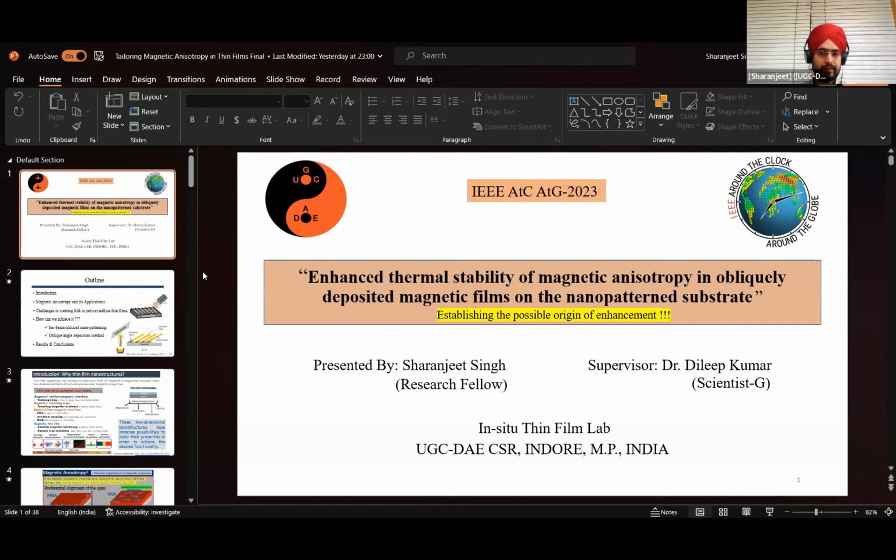So from the easy axis calculation, since the easy axis is lying along the ripple length, we have concluded that the magnetic dipolar interaction along the ripple length is less dominant as compared to the columnar direction.